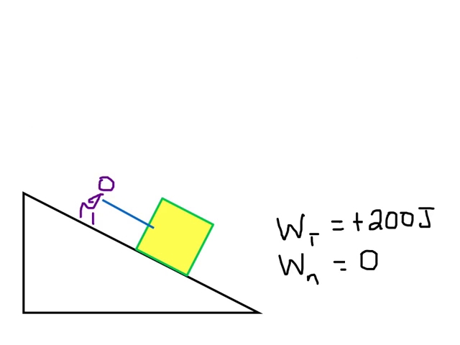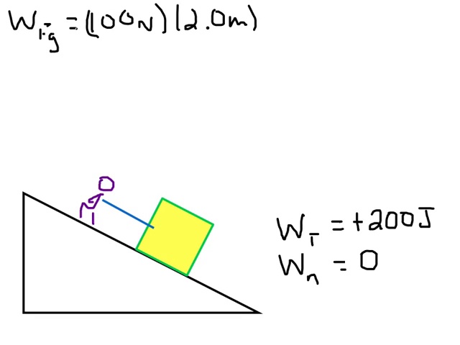We have one more force to consider, and so that's gravity. So we're going to consider the work done by the force of gravity. That's going to be equal to the force of gravity, which is 100 newtons, times the displacement. We're considering a displacement of 2 meters, times the cosine of the angle between them. So that angle, the force of gravity points straight down. The displacement points along the surface of the ramp.